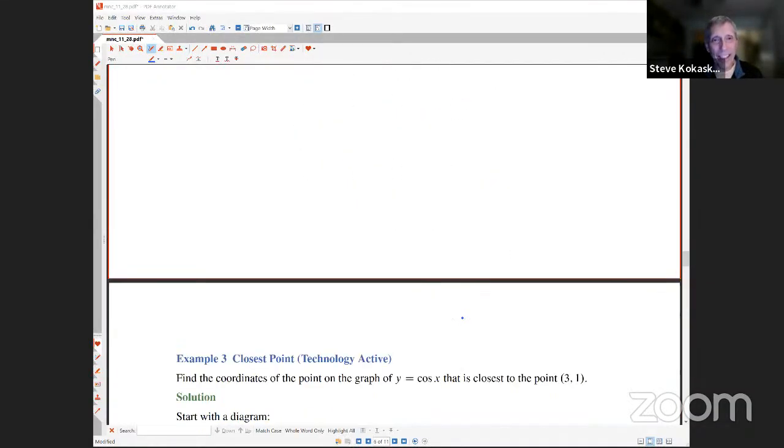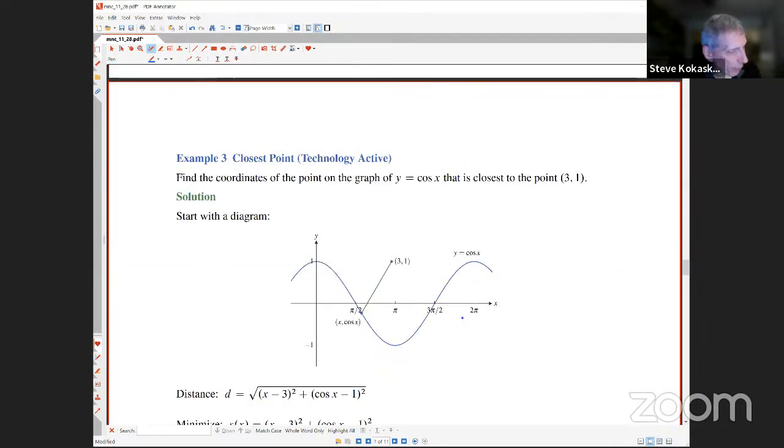Let's try another one. I like this one. So this is kind of a typical question you'd find in AP calculus books. It's not a very applied sort of problem. But let's see if we can find the coordinates of the point on the graph of y equals the cosine of x that's closest to the point (3, 1).